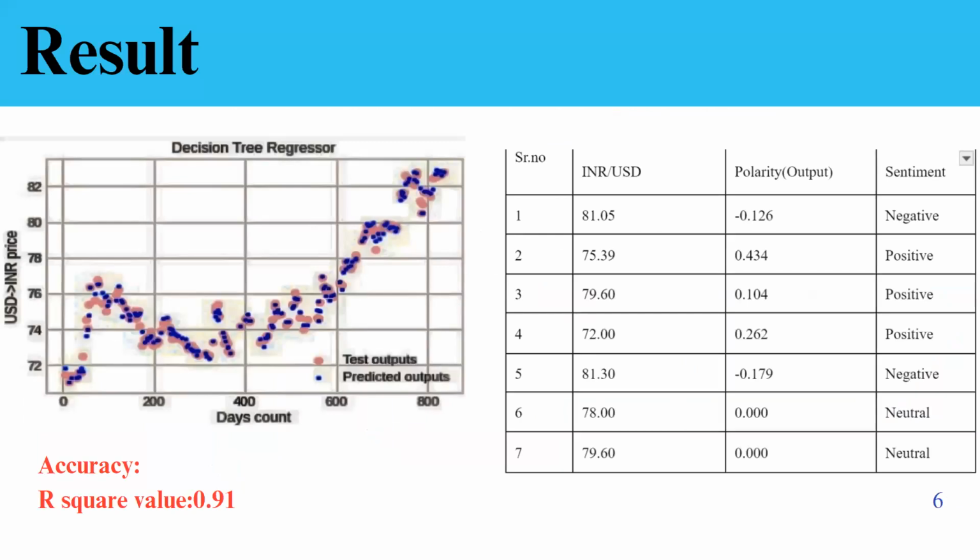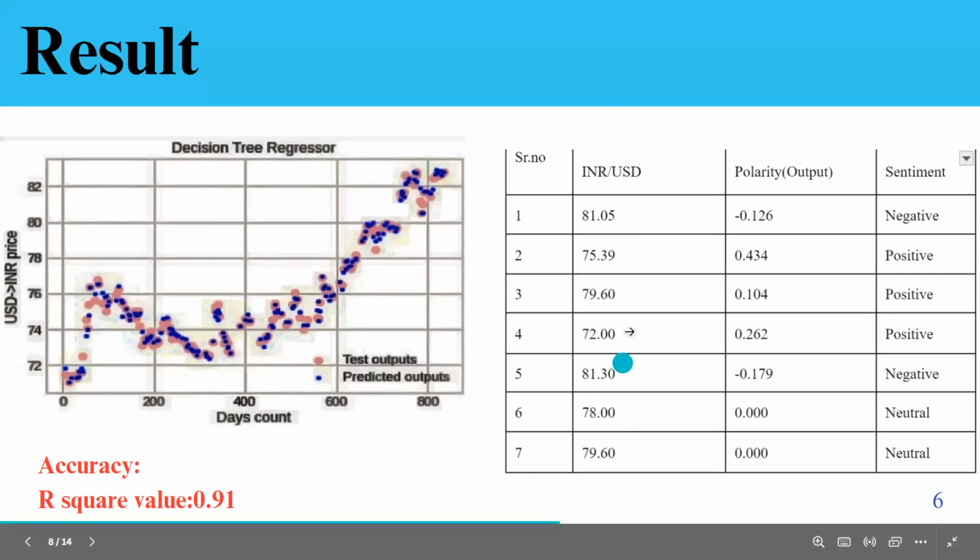The decision tree regressor model gave an R-square value and an accuracy of 0.91, which is pretty good. The closer the value is to 1, the better the model. On the basis of this strong foundation, we found the INR to USD ratio, and the polarity was the output, which further predicted the sentiment for the model.